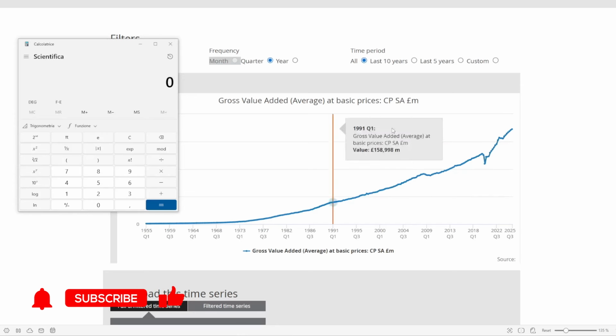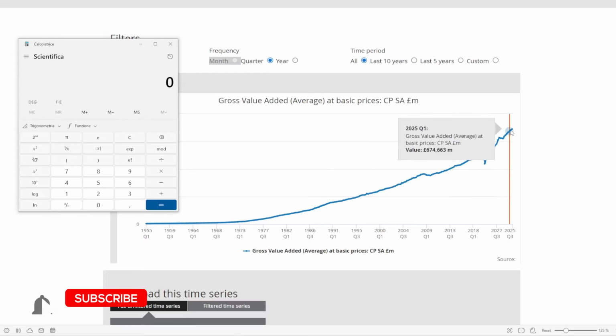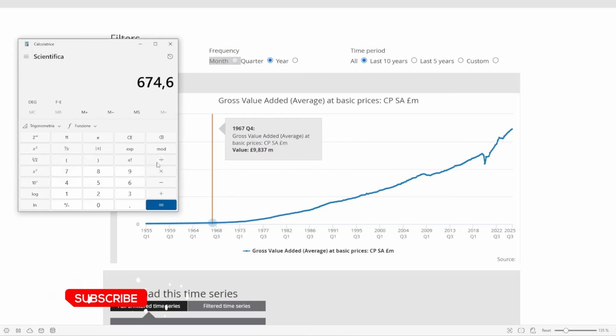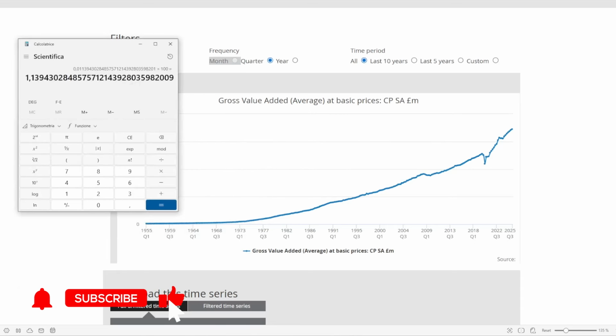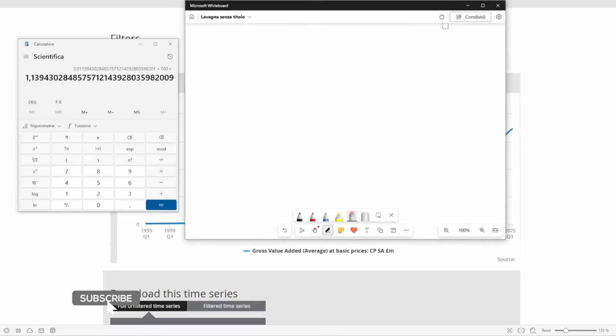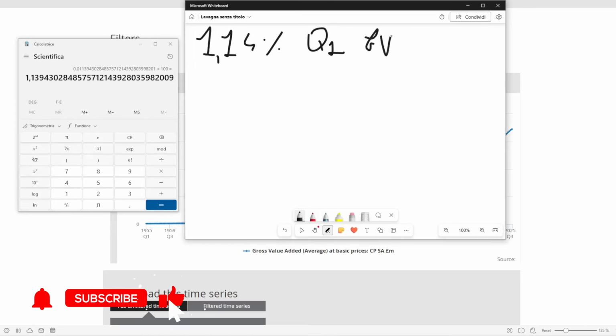So here we have the GVA, gross value added, of the UK economy. You see it's seasonally adjusted, in millions of pounds. So we will do something very easy. We will take, for example, Q1, it was 674.6 million, divided by Q4 of the previous year, 2024, which is 667 million, minus 1, times 100, and we will get a number. So we take our digital dashboard here, and we have 1.14%. That's Q1 in gross value added.